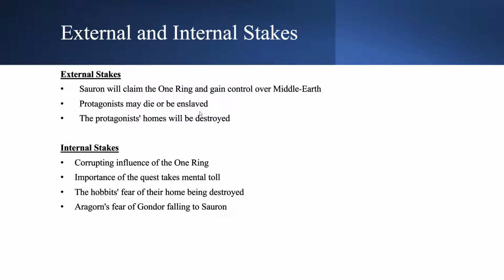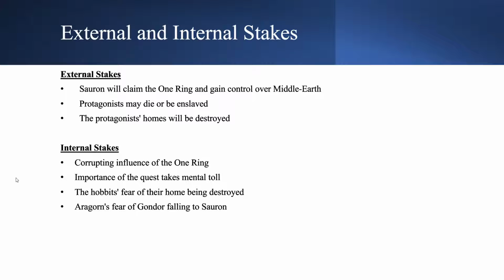And during the sequence when the Fellowship is in Lorien, after they escape from Moria, Galadriel speaks to Frodo and shows him a vision of what may come to pass if he fails. And, of course, one of the visions that he sees is the hobbits enslaved and the Shire burning.